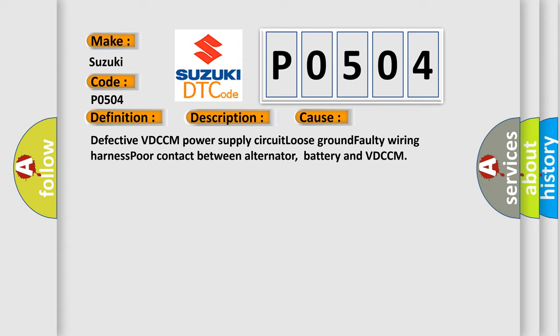Defective VDCCM power supply circuit, loose ground, faulty wiring harness, poor contact between alternator, battery and VDCCM.